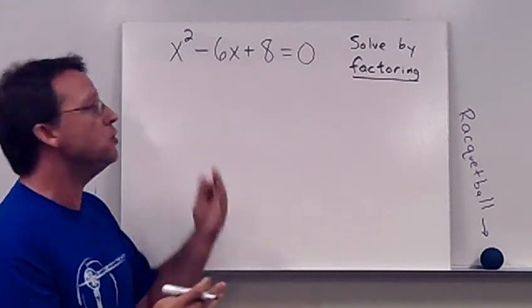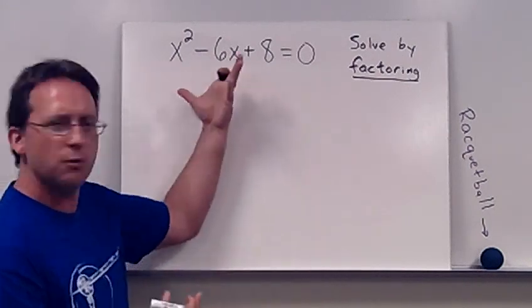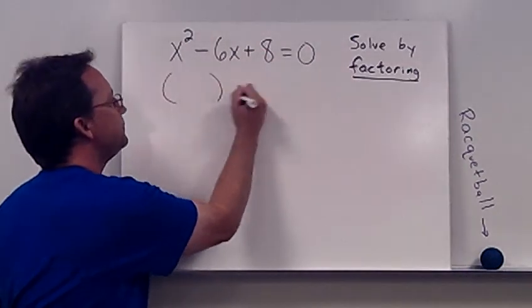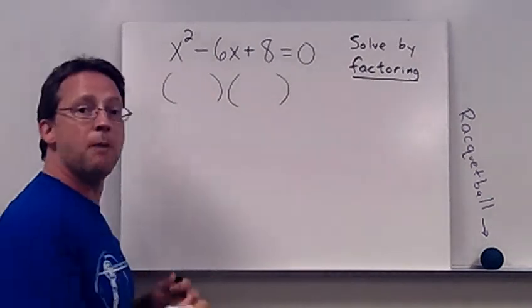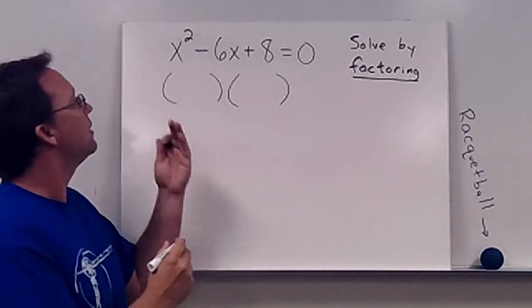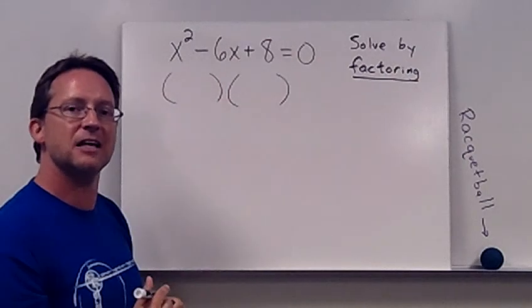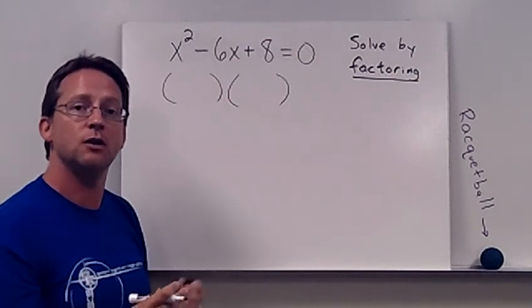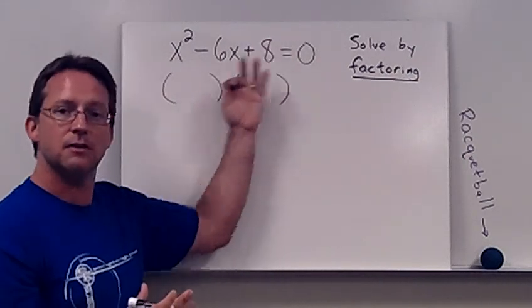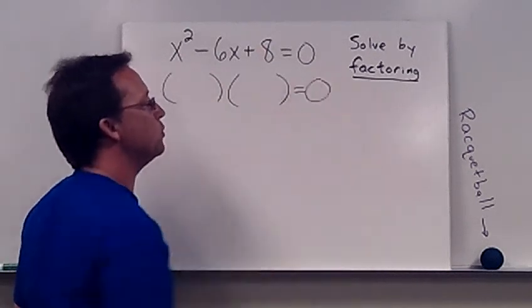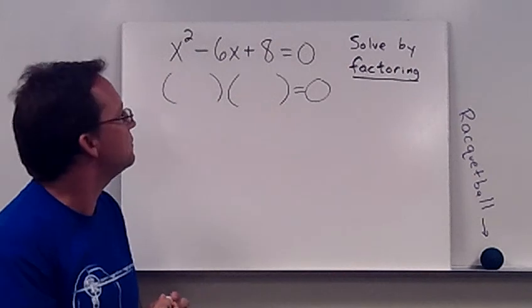Right? So what we're going to do here is think backwards and think, well, if I have this equation, how can I break this down into two binomials that if I multiplied those two together, I would get x squared minus 6x plus 8. That's what factoring is all about, breaking down this equation into two smaller pieces and then figuring out what to do with those two pieces to find the values of x.